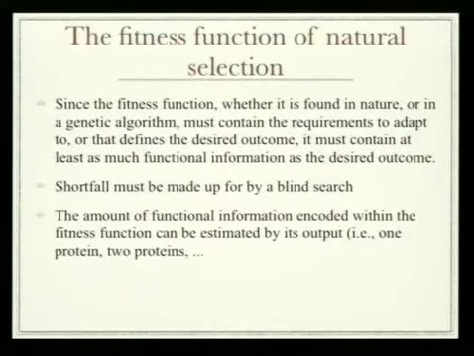But there is a solution to the problem. Since the fitness function must contain at least as much information or more as the desired outcome, the way we can measure the amount of functional information encoded in the fitness function of nature, if it's out there, is to measure the functional information in its output. So, for example, if a particular protein is required by biological life, and there seem to be a certain number of proteins we call universal proteins, they are found in all life forms, and for that reason there is an assumption made that they would have been part of the last universal common ancestor.